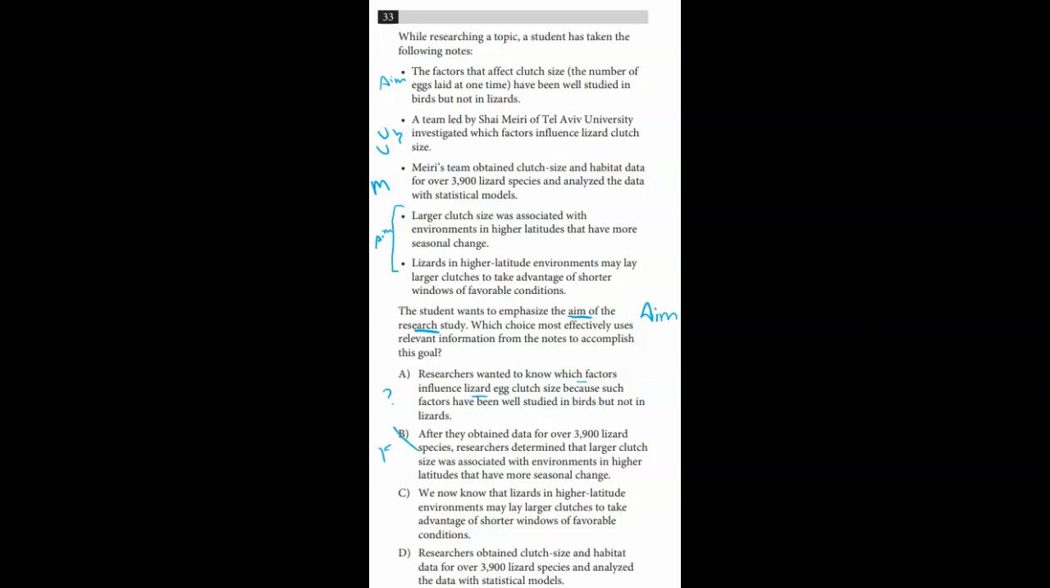C, we now know that lizards in higher latitude environments may lay larger clutch sizes to take advantage. Nope, because that's the findings. I see. That's my mistake up here. These were the findings. I just didn't realize that. So we're going to be looking for this, which makes A seem way more plausible. D, researchers obtained clutch size and habitat data for over 3,900 lizard species. This is once again the methodology. So A is going to be the correct answer. That's my fault. I didn't realize that these were the conclusions and findings of the research study and that this was the aim here. And so A is the correct answer.